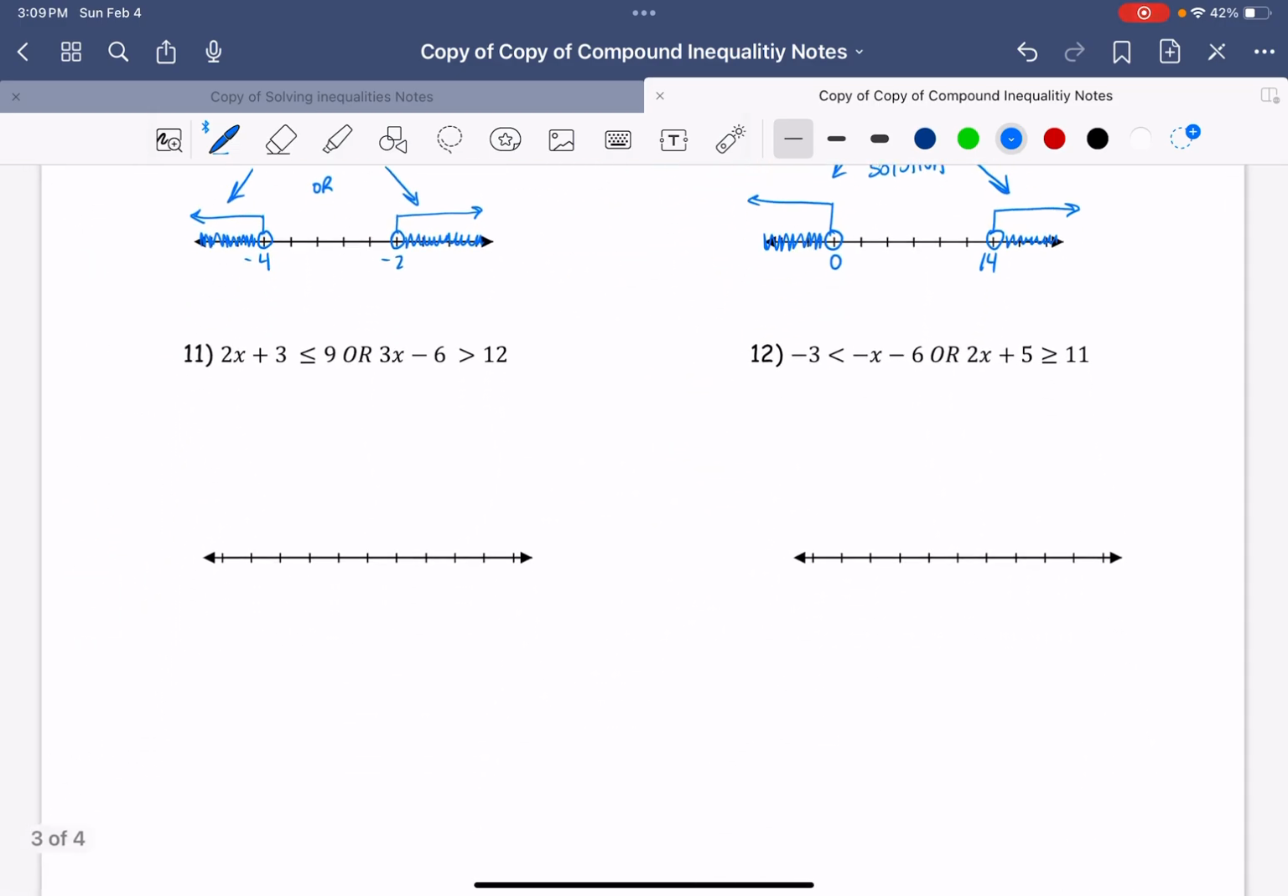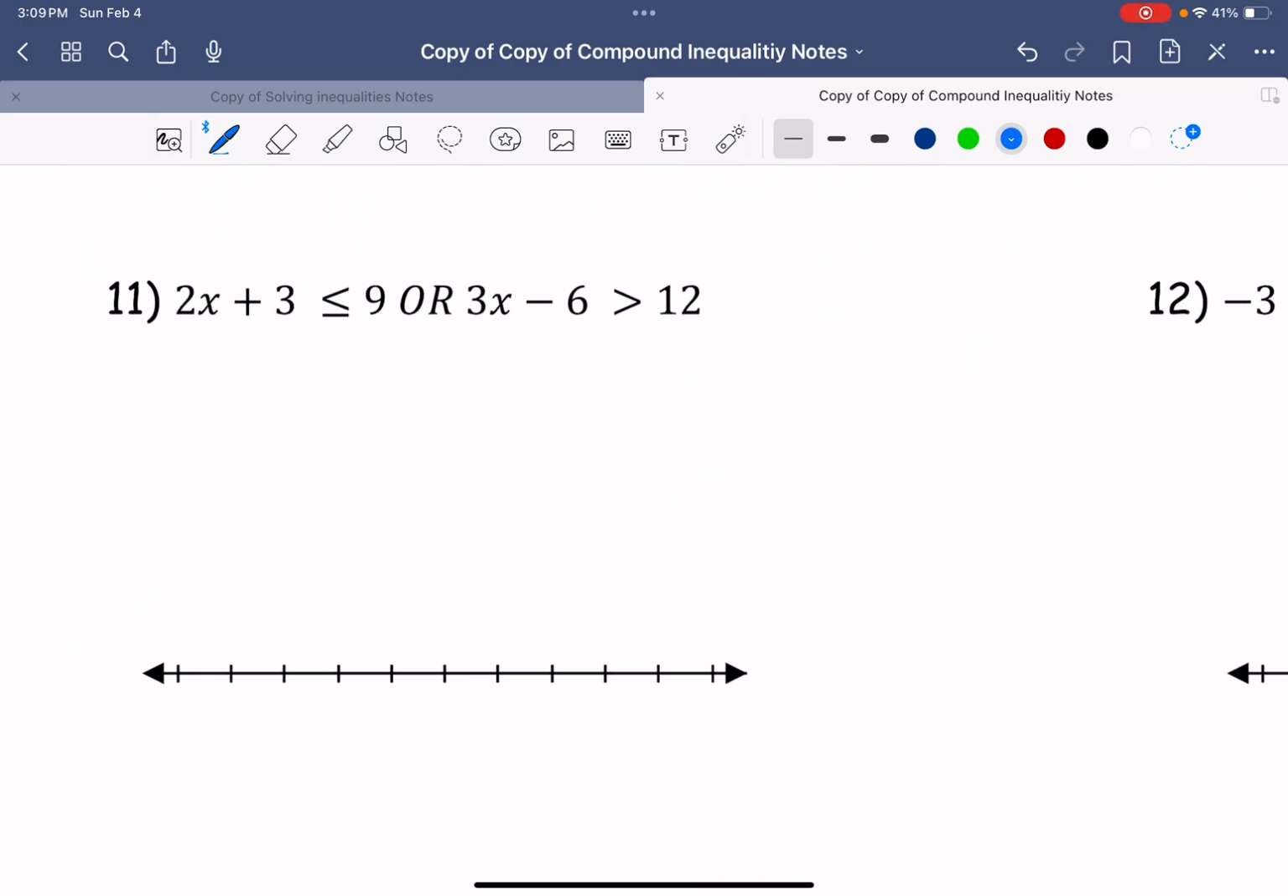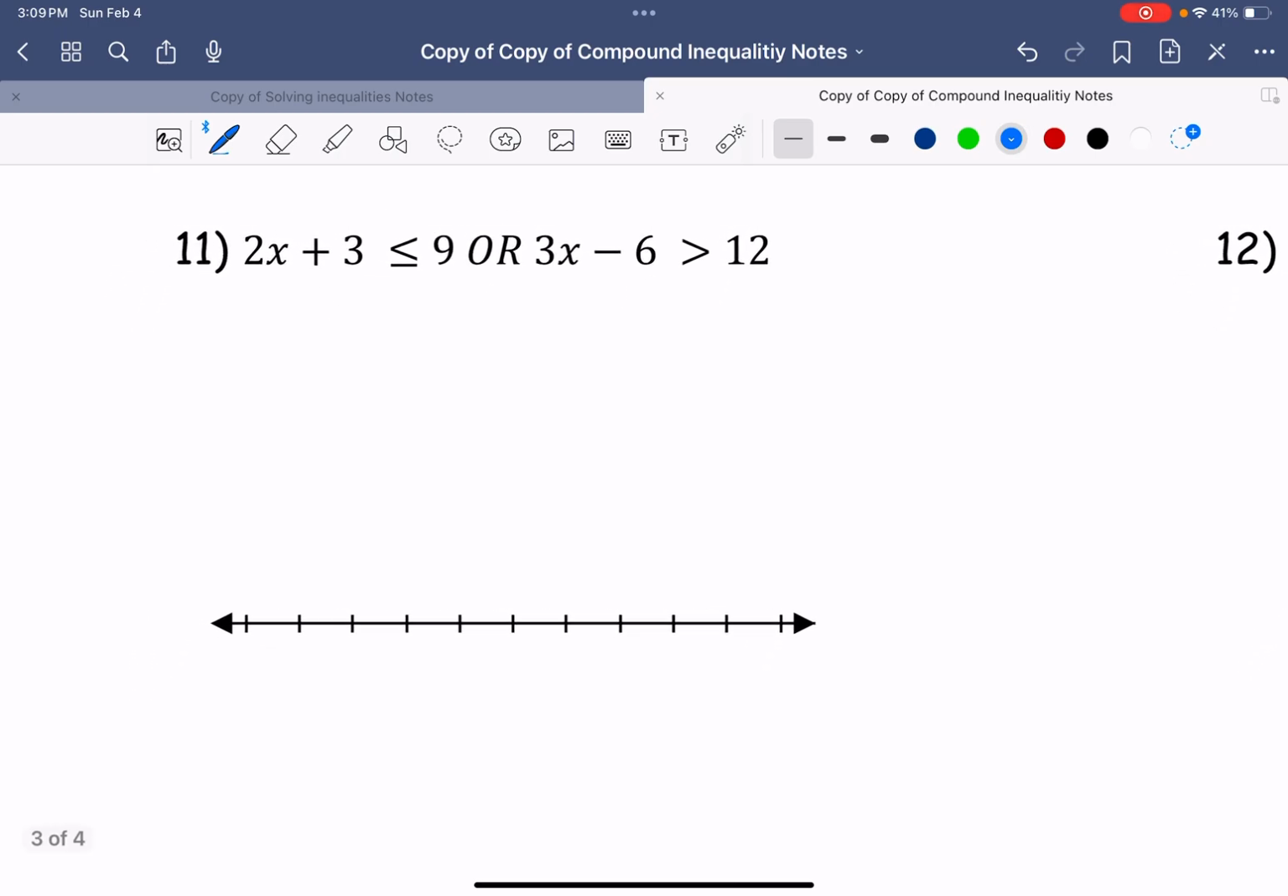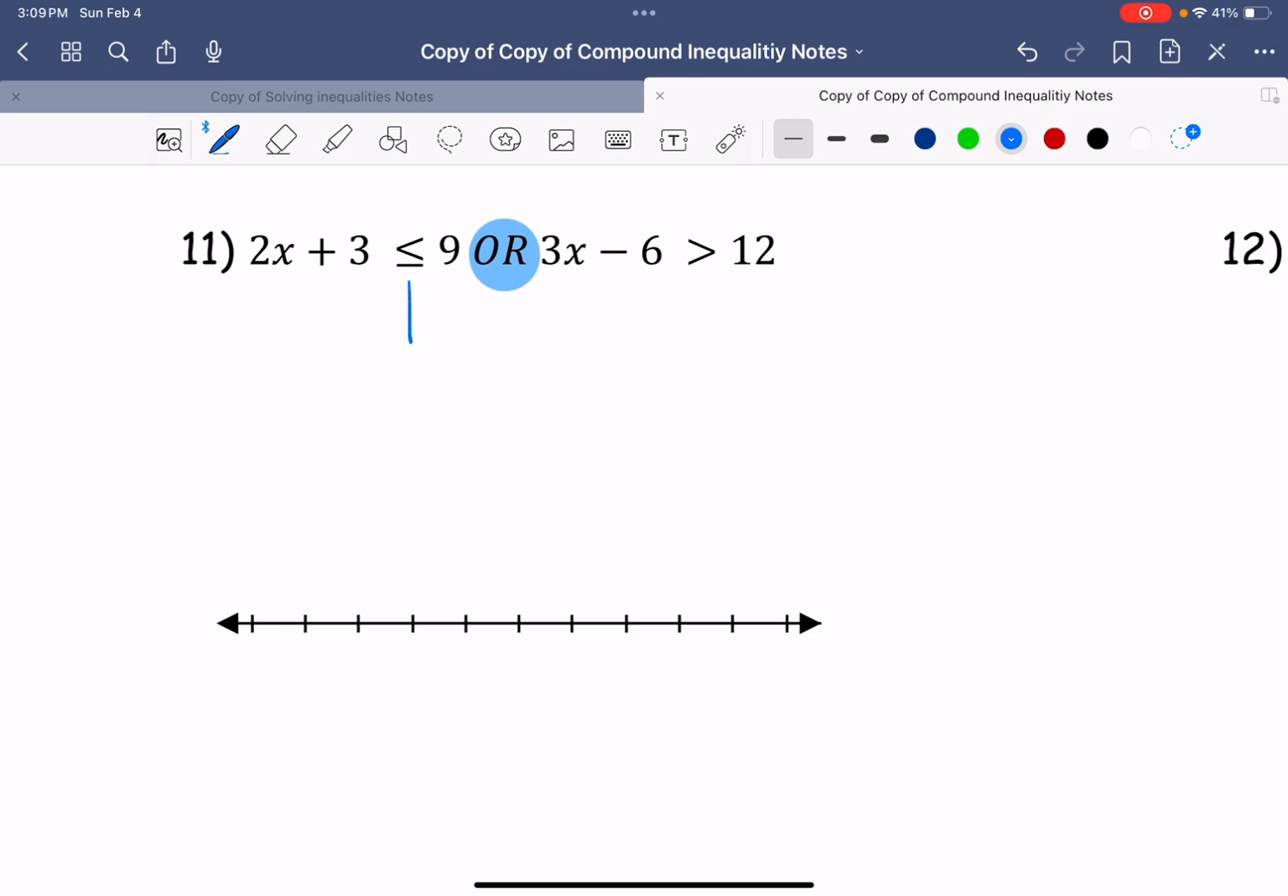So when we actually look at these equations, now you're going to have to do a little bit of manipulating. Pay attention to your statement right here, or, and let's solve. I'm going to subtract 3 from both sides. I have 2x is less than or equal to 6. If I divide by 2 on both sides, x is less than or equal to 3. So let me graph that. Actually, you don't want to graph it yet until you've done the other side. So let's do the other side really quick.